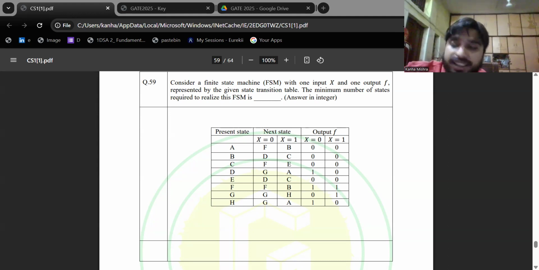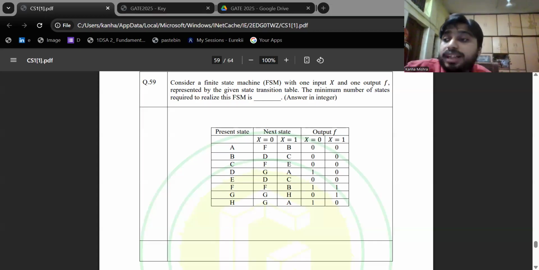Let's talk about FSM minimization now. It is a process of reducing the number of states in a machine without changing its behavior. What is the main idea? Two states are equivalent if no input sequence can distinguish them. That means for any input sequence, they give the same output. For whatever input, they give the same output.